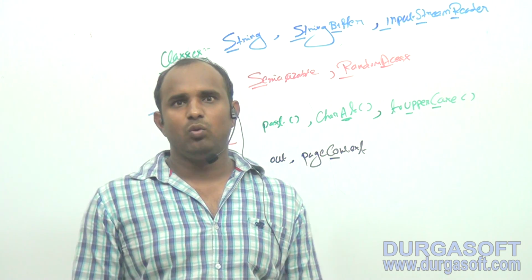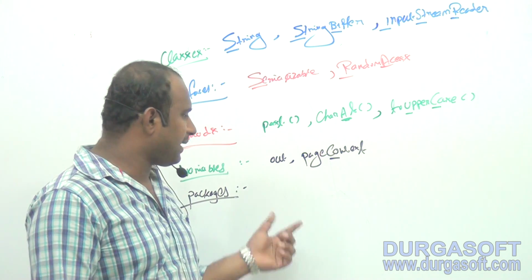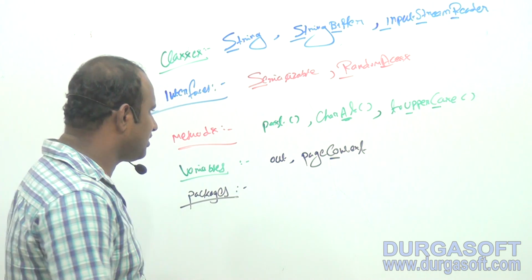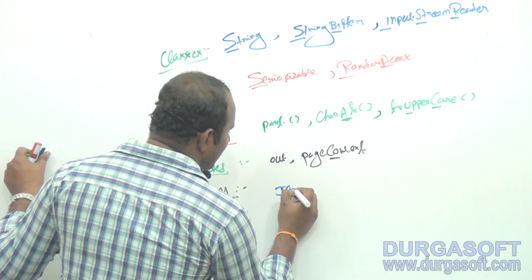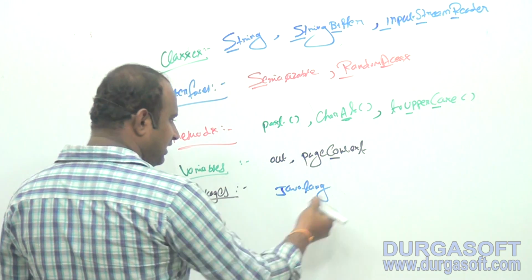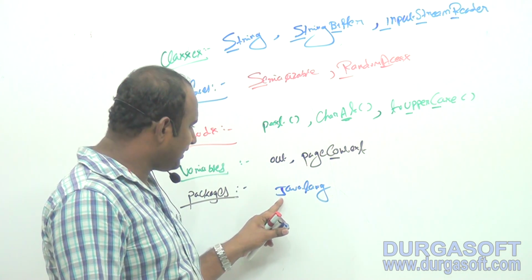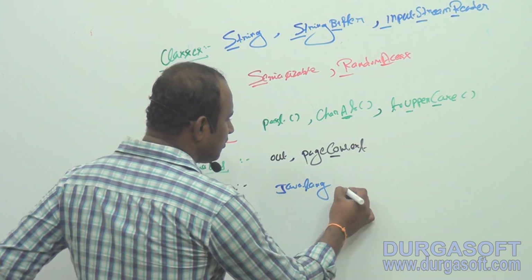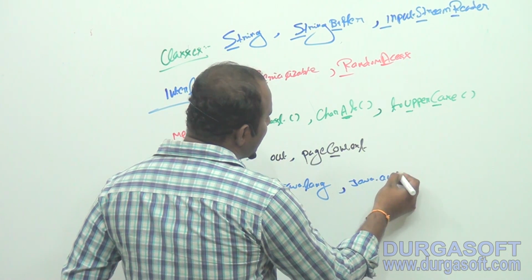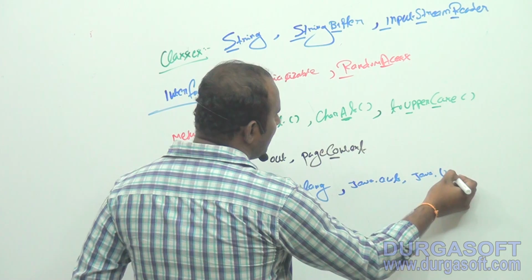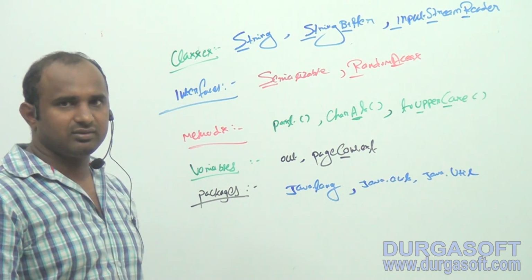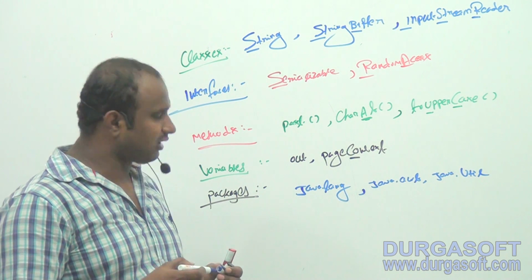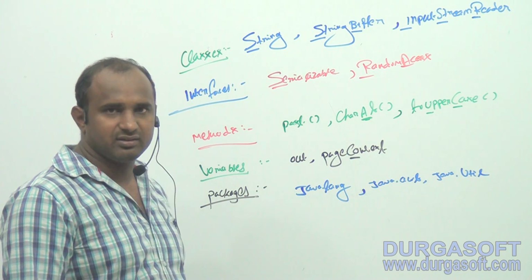While declaring packages, what are the coding conventions? In packages, every character should be lowercase. For example, the java.lang package, every character should be lowercase. It may seem that I am writing a capital letter, but don't write a capital letter. Every character should be lowercase. What is the next one here? The java.awt package, or the java.util package, every character should be lowercase. Clear? So generally we use these points: classes, interfaces, methods, variables, and packages.